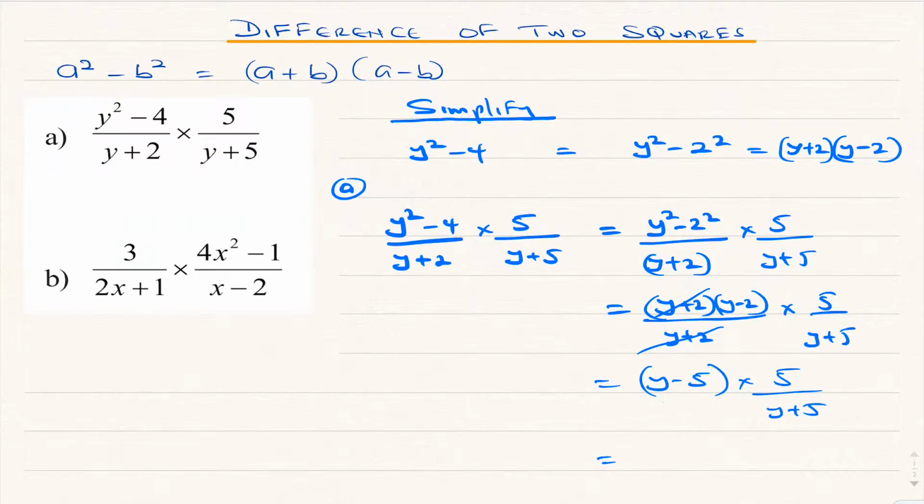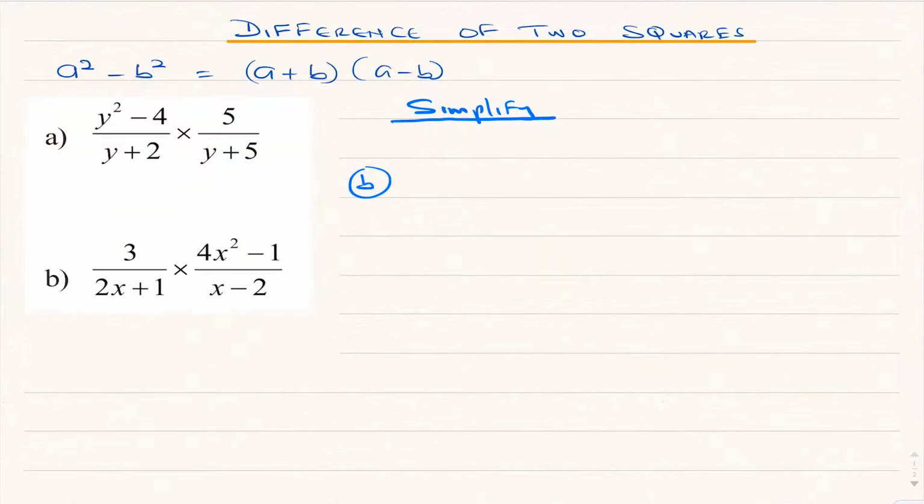And therefore, the solution will be 5y minus 2 over y plus 5. Just to remember, this is y minus 2. And that's the final solution. Question B.